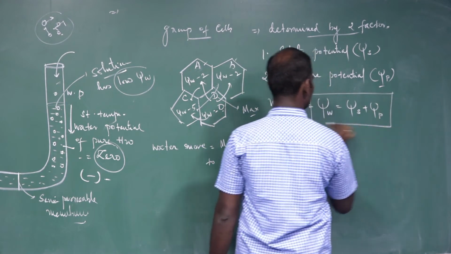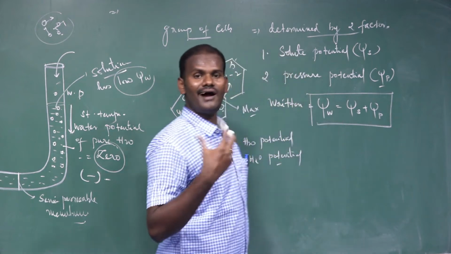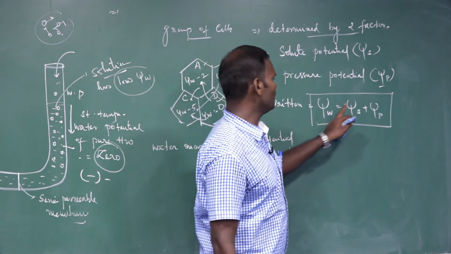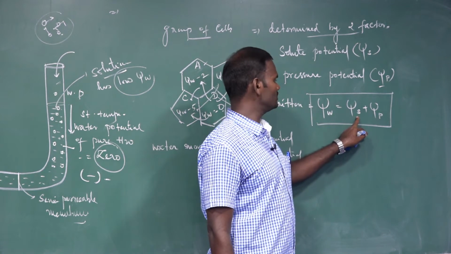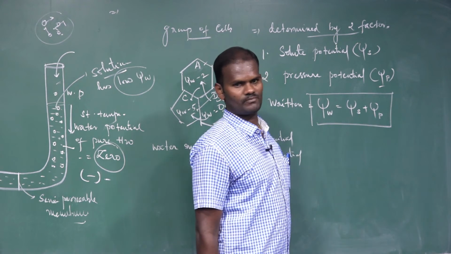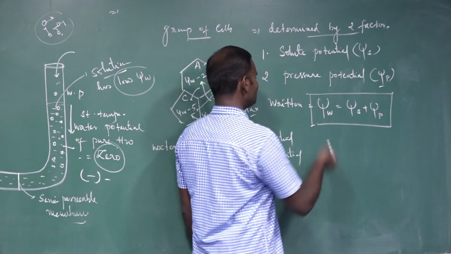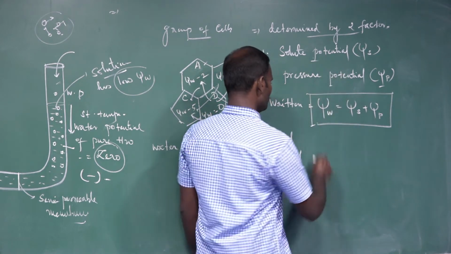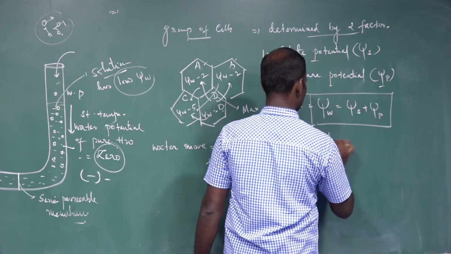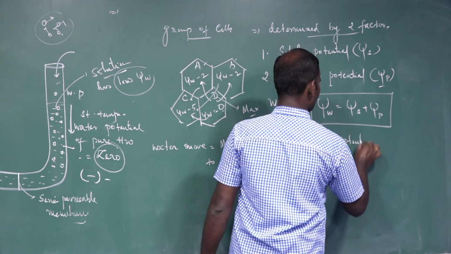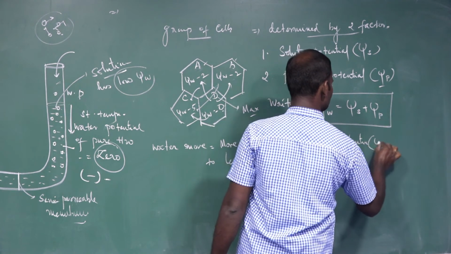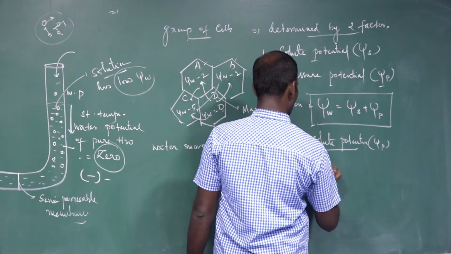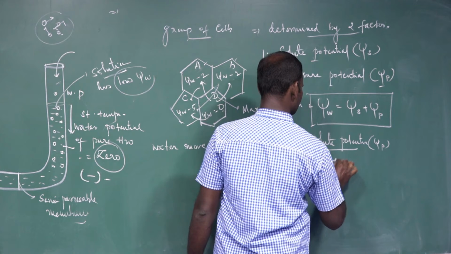So here is a question: how can we calculate the water potential? Water potential can be determined by these two factors, solute potential and pressure potential. Next, what are solute potential and pressure potential? Solute potential is denoted as psi S. It is also called osmotic potential.